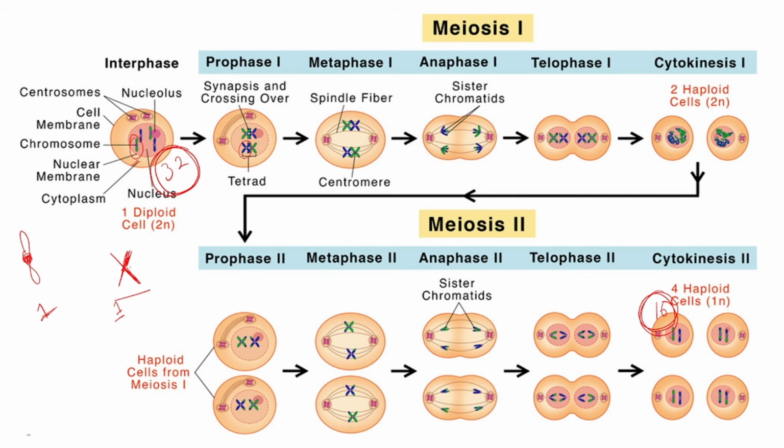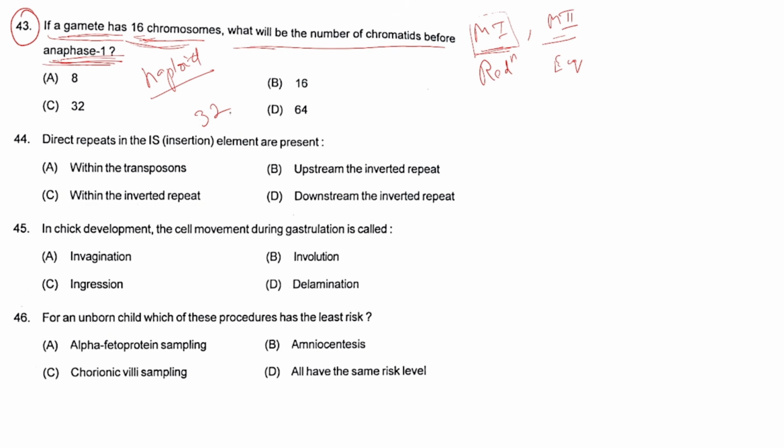So here the question is asking what is the number of chromatids before anaphase 1? Before anaphase 1, the chromatids are not separate, meaning the chromosome has not split into two. So if the chromosome is not splitting and there are 32 chromosomes, what will be the number of chromatids? 32 into 2. That is how many? 64. So the number of sister chromatids will be 64. So option D will be the right answer.